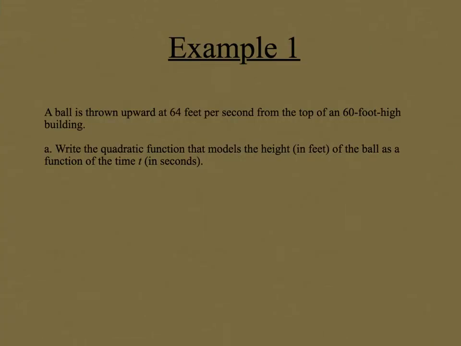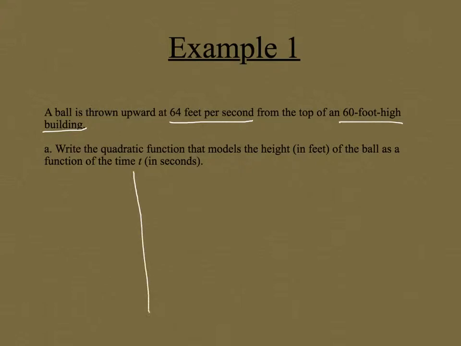Okay, in example 1, we are looking at an example where a ball is being thrown upward at 64 feet per second from the top of a 60-foot high building. We need to write the equation of the function that models the height in feet of the ball as a function of the time t in seconds.